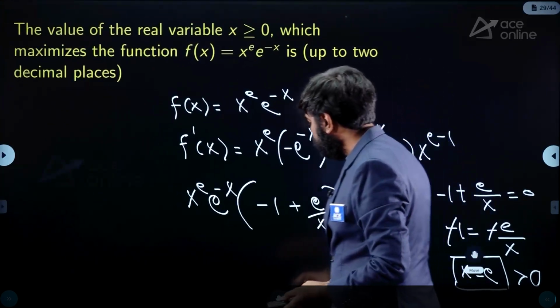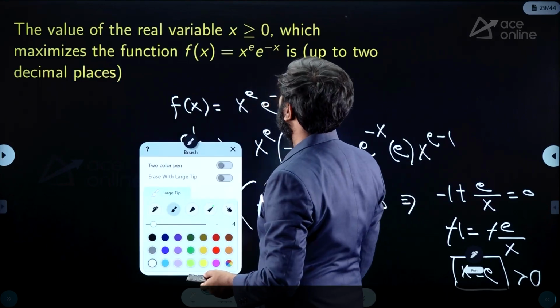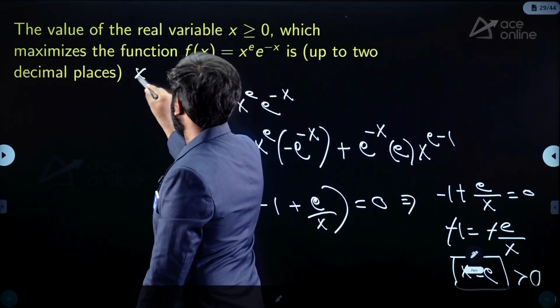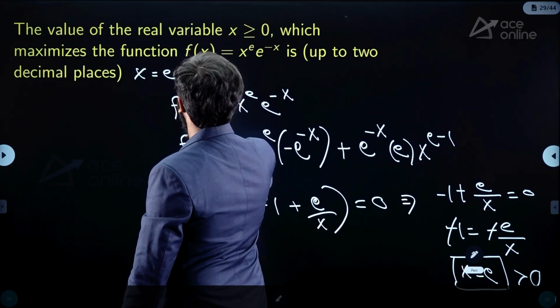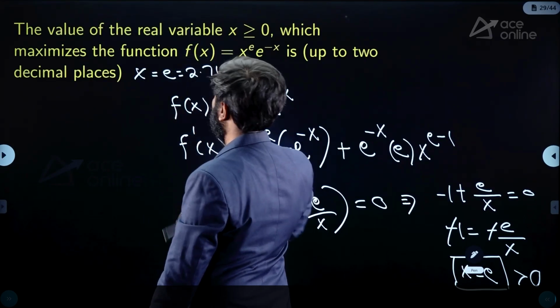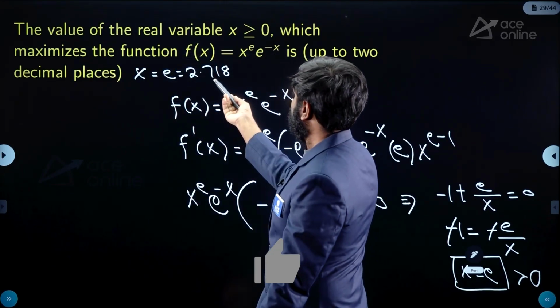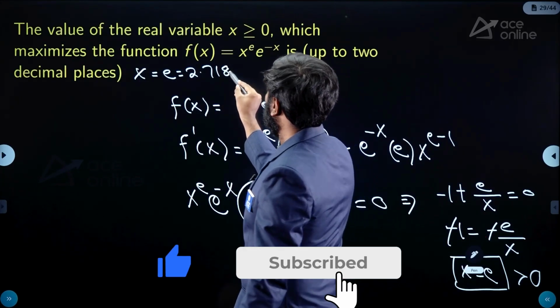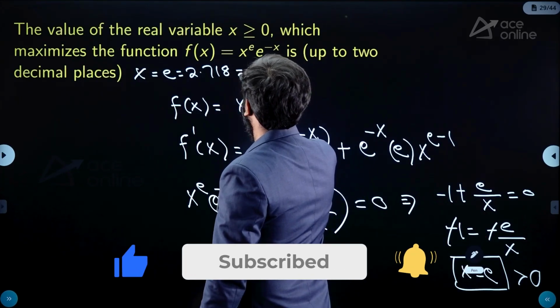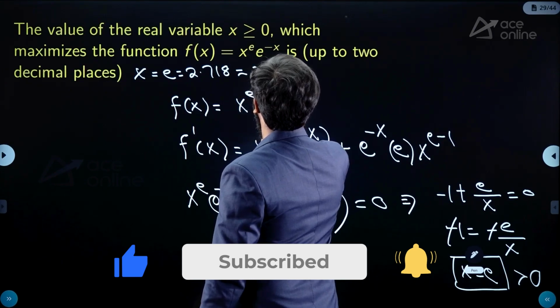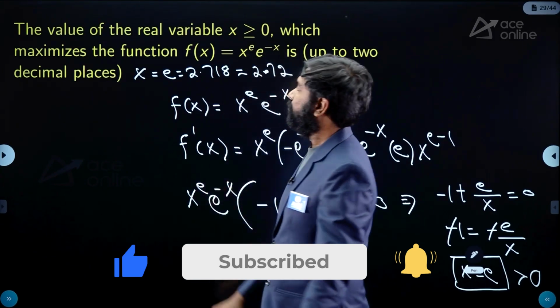So where does the function reach the maximum value? It reaches it at x equal to e, which is how much? 2.718 approximately. This is up to 3 decimals. Since the third decimal is 8, you can say it is 2.72. This is the answer for the question.